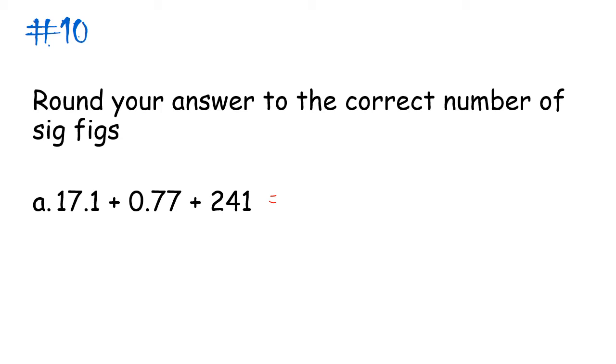On this first one then, when you add these 3 numbers together, you should get 258.87. And this first term is 1 decimal place. This one has 2. This one doesn't have any. So your answer, that is correct. It should not have any decimal places at all. However, that 8 says to do what? Correct, round it up. So we have 259.